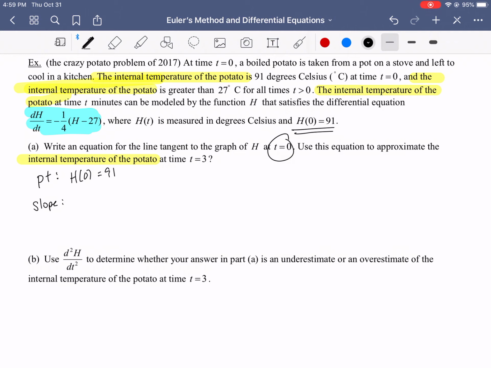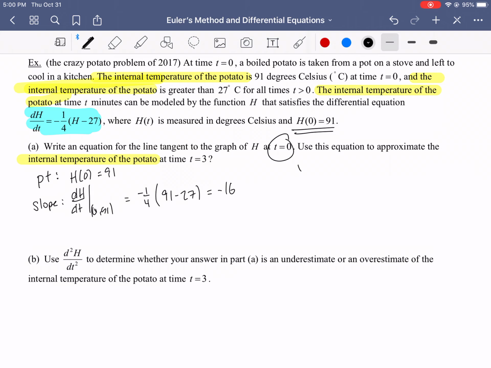So there's my point. To find my slope, I'm going to go into my derivative. And so my derivative is right here, dH/dt. And so I'm just going to plug 0 and 91 into that equation. So dH/dt evaluated at (0, 91). Now you've got to be careful because the only variable that's in that differential equation is actually h. So I'm not actually going to plug 0 in anywhere. I'm just going to be plugging 91 in for h. And if you calculate that, you're going to get a slope of negative 16.